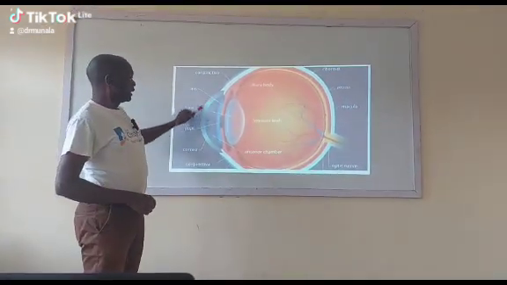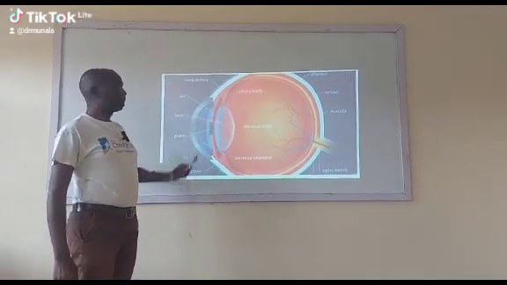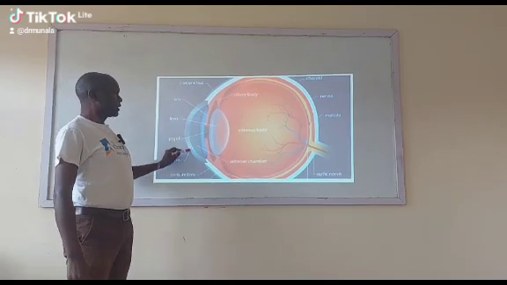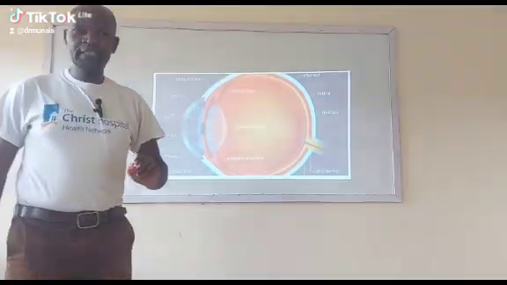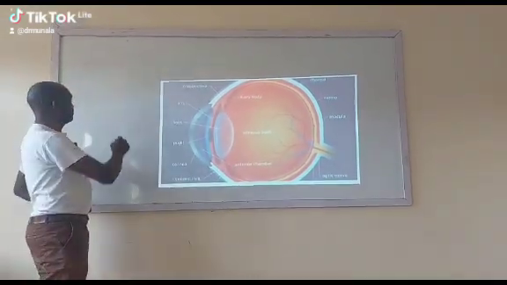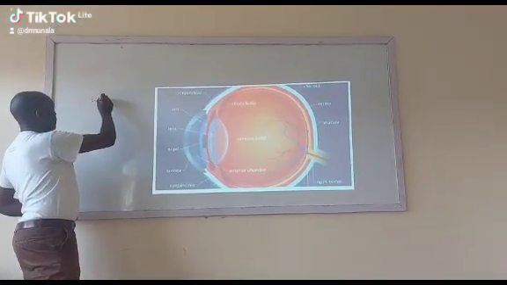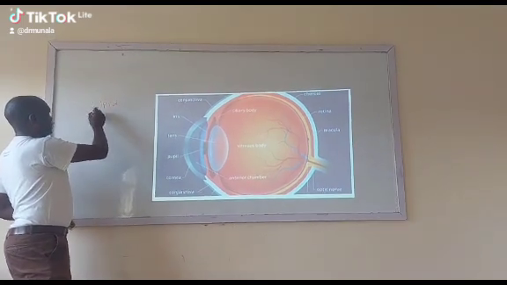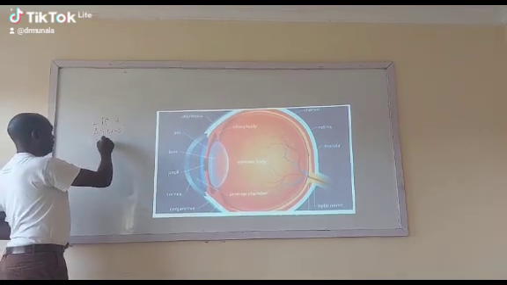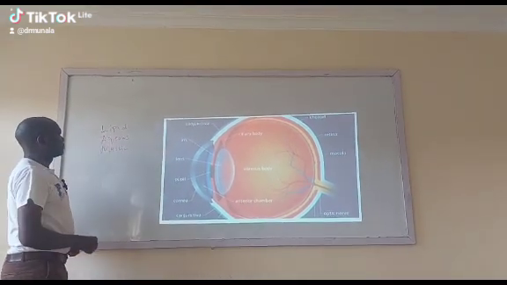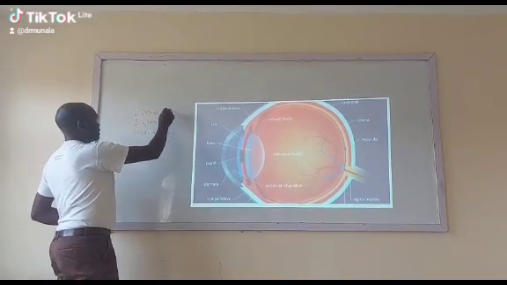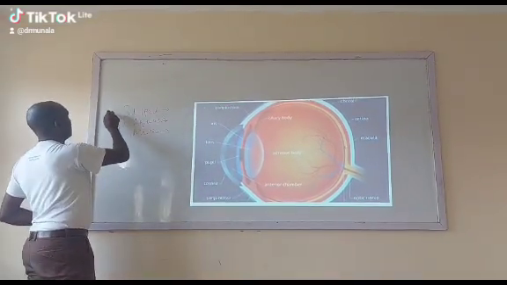Initially, when we come back to the anterior aspect, on this cornea here, there is what we call the tear film. When you look at the structure of the tear film, we have the lipid layer, we have the aqueous layer, and then we have the mucin layer. These three structures form what we call the tear film.